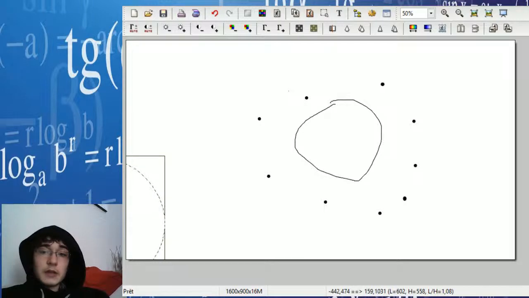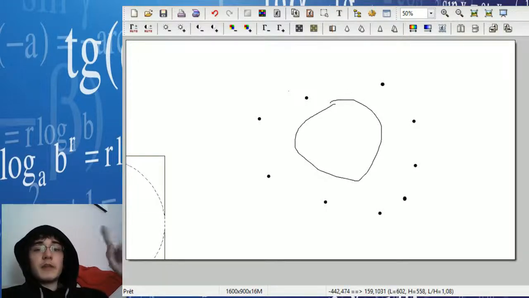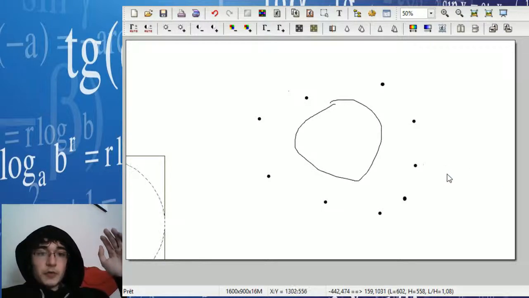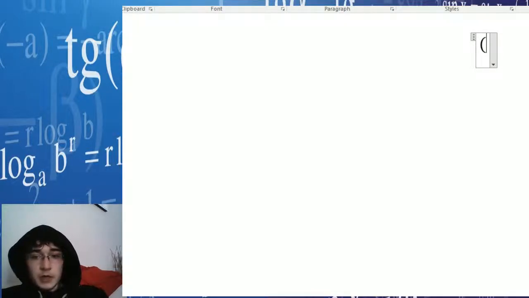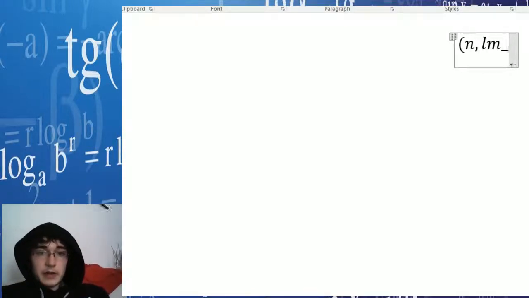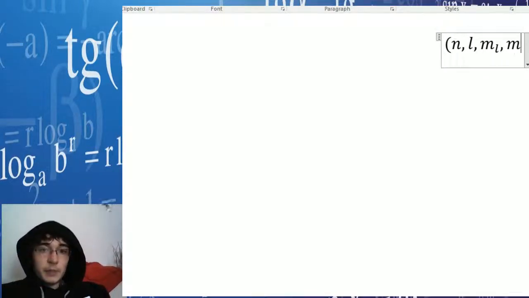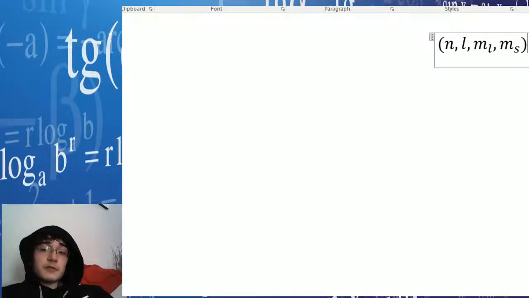And in fact, the electrons stay on the same clouds, the same layer of clouds, if they don't react. So we will give each of these a mathematical expression. To define an electron, we'll have a notation with four numbers: n, l, m_l, m_s.